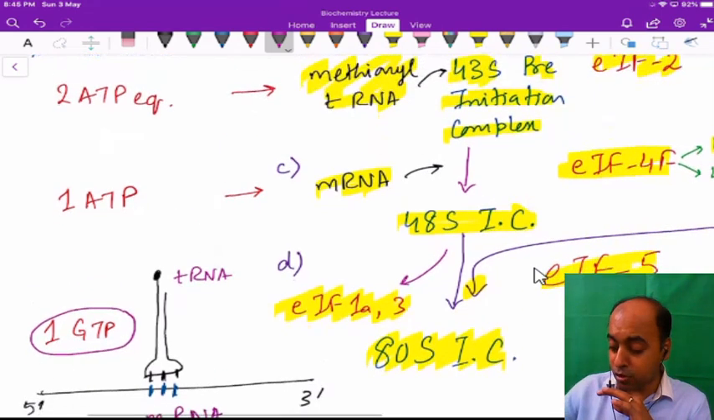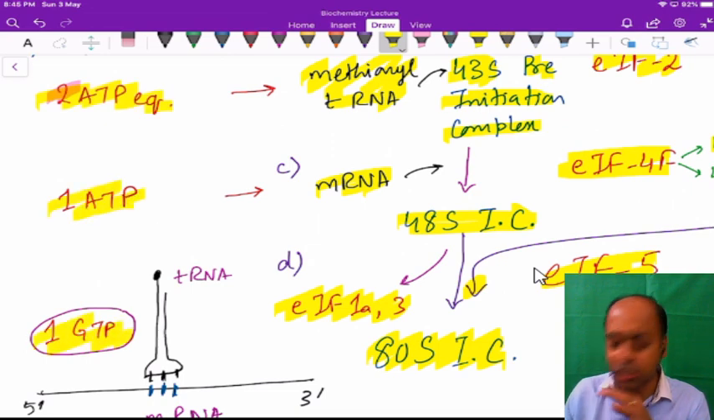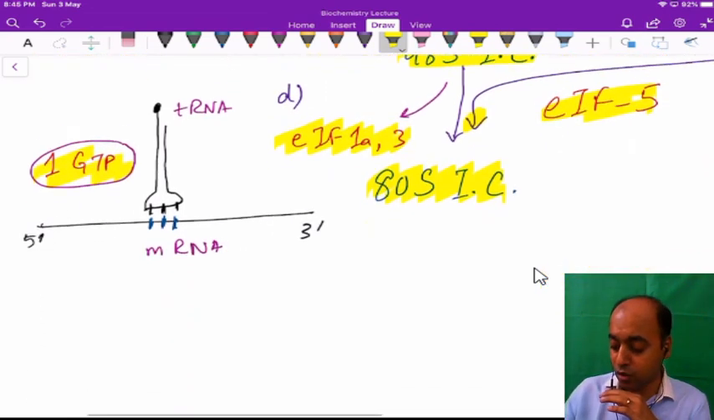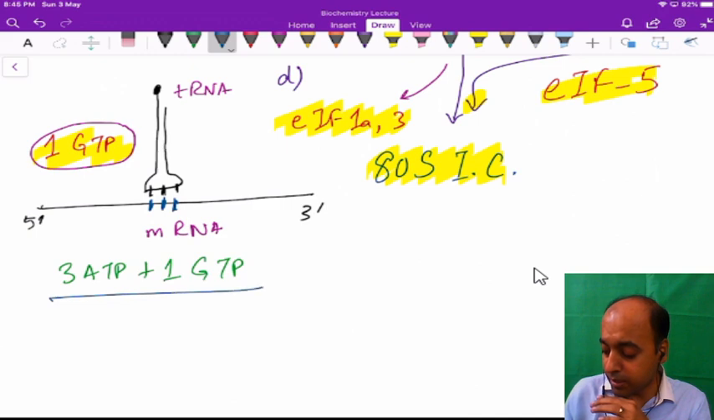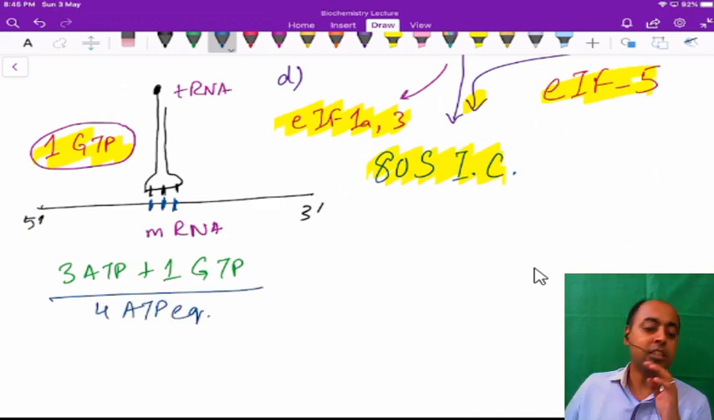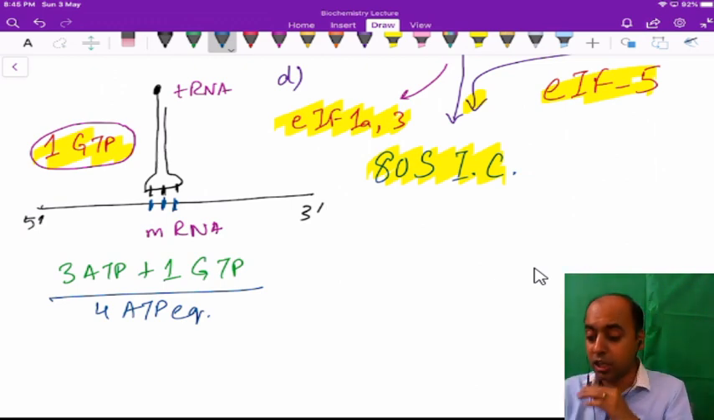This means in the process of initiation, we have used up 2 ATP plus 1 ATP plus 1 GTP. GTP and ATP are equivalent. So if you want to mention the energetics in this case, it will be 3 ATP plus 1 GTP. Or we can simply write it as a 4 ATP equivalent.